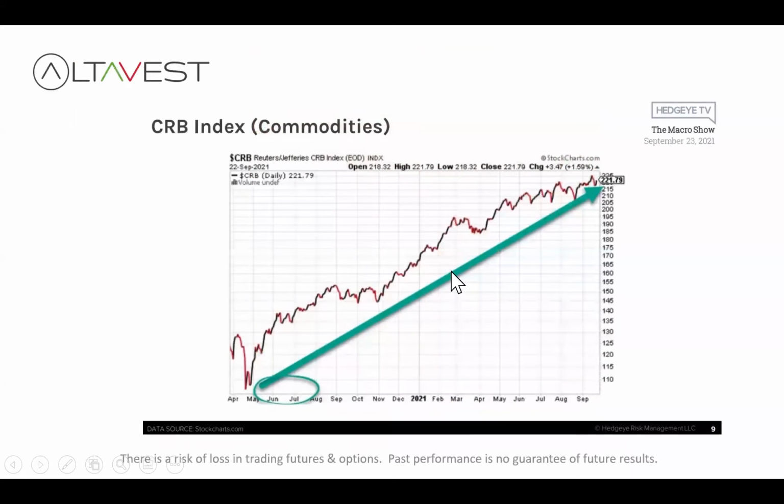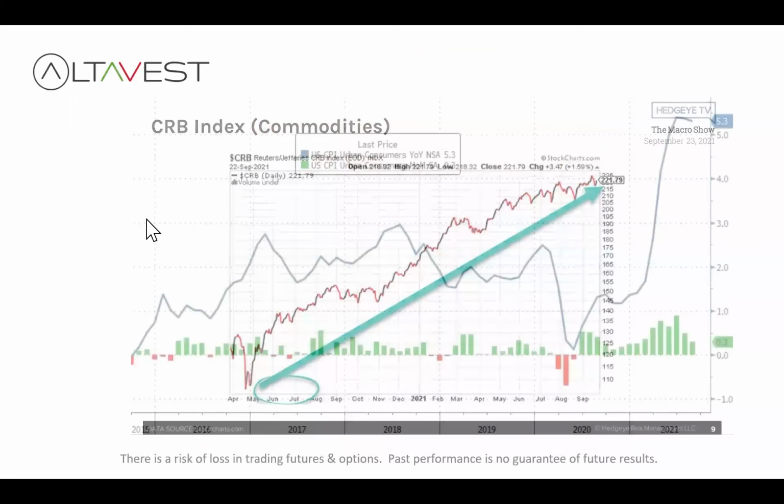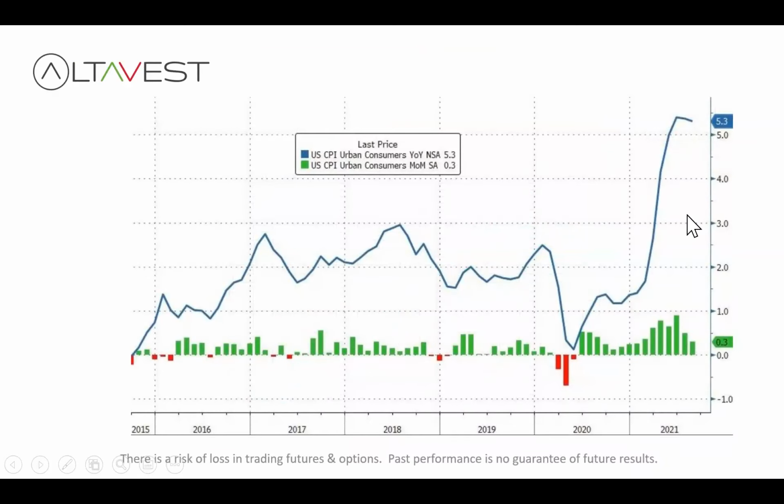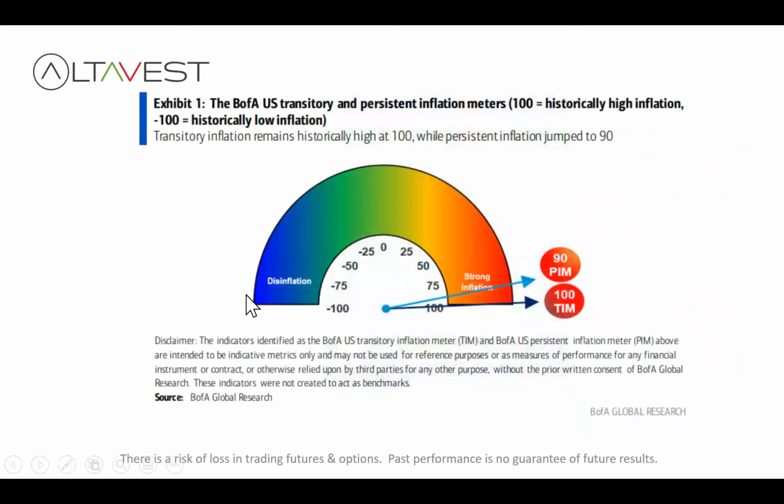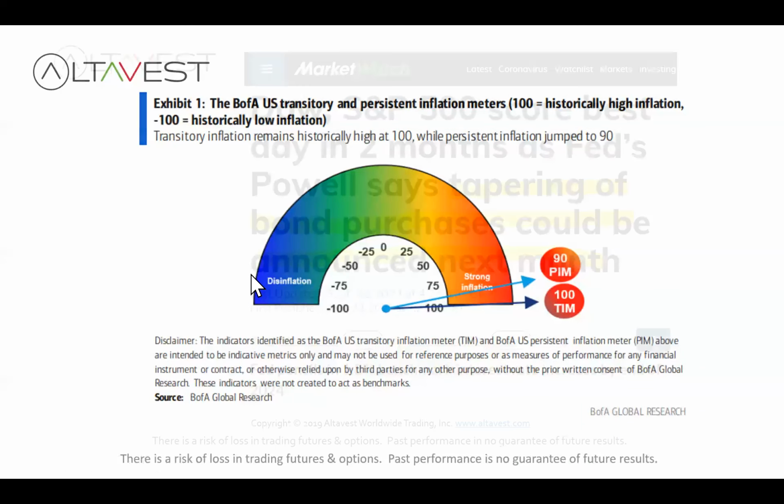Look at commodity prices, CRB index. Everything's through the roof. Look at this, CPI, Consumer Price Index. Price of everything from a year ago. Up, some well into double digits. Don't even need to explain that chart. We're just way off the chart there in that strong inflation.